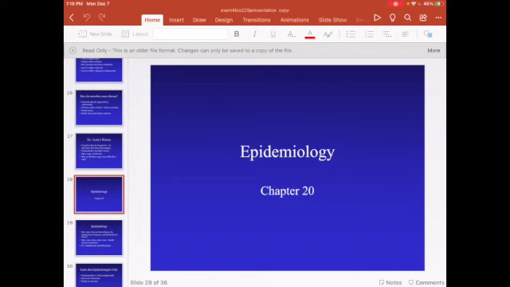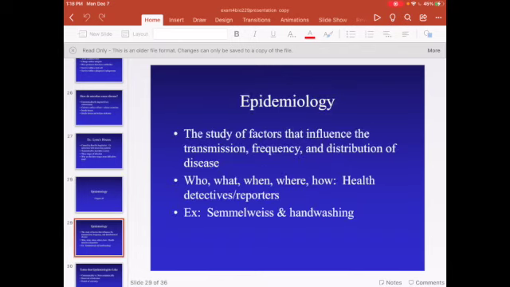21 and done, which is all about epidemiology, which we already know a good bit about, but we need to just go over some of this again and add to it, because there are some things that we have not talked about with epidemiology.